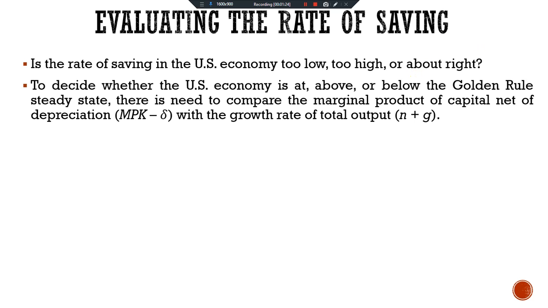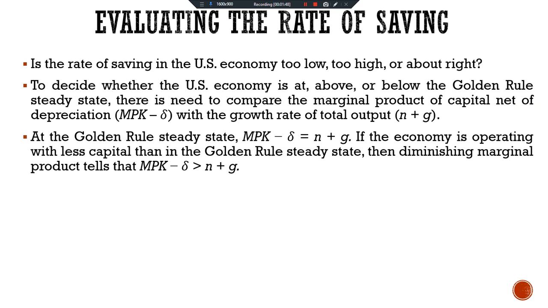To decide whether the US economy is at, above or below the golden rule steady state, we need to compare the marginal product of capital net of depreciation, that is MPK minus delta, with the growth rate of output, n plus g. At the golden rule steady state, MPK minus delta is equal to n plus g. If the economy is operating with less capital than in the golden rule steady state, then diminishing marginal product tells us that MPK minus delta is greater than n plus g.